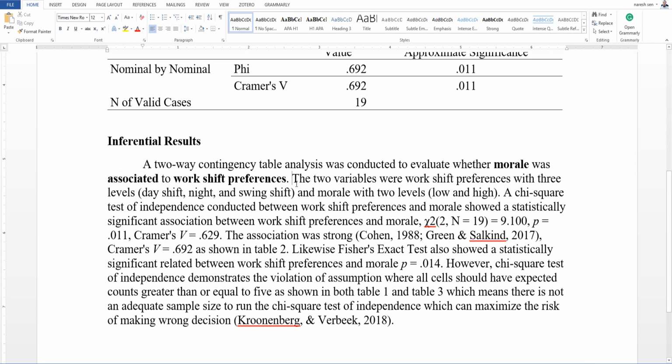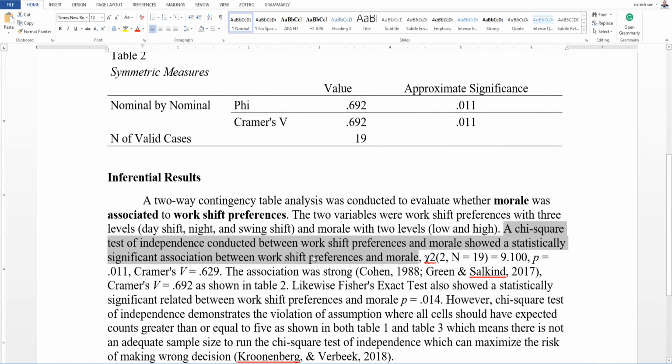Okay, the two variables were work shift preferences with 3 levels, here we are just describing, and morale with 2 levels, right? And then the Chi-Square test of independence conducted between work shift preferences and morale showed a statistically significant association between work shift preferences and morale. How did we know that they were statistically significant?